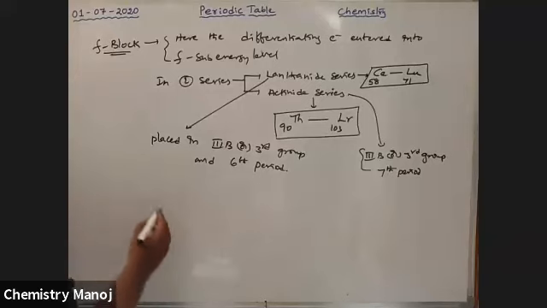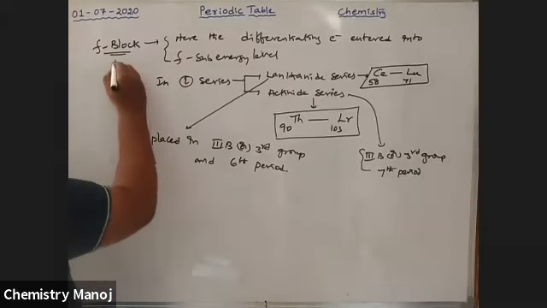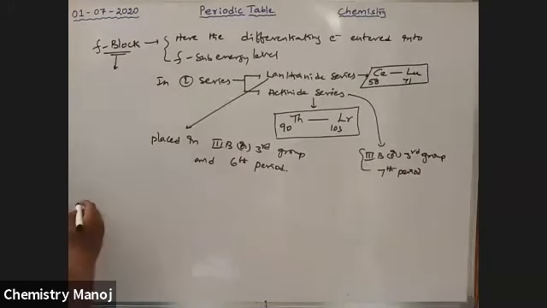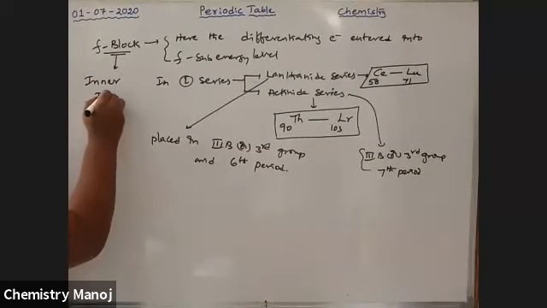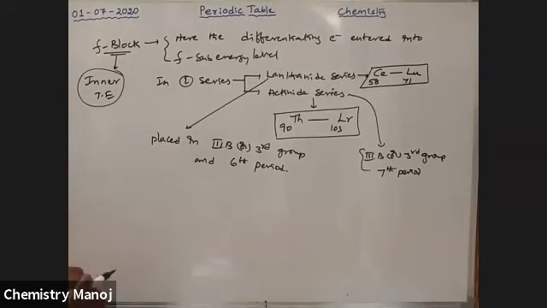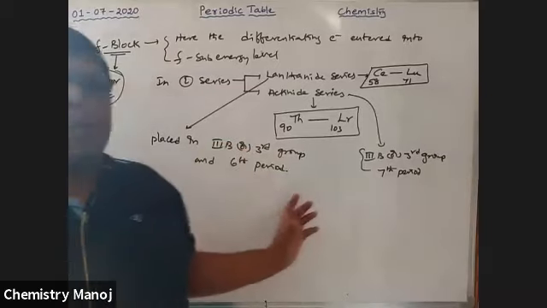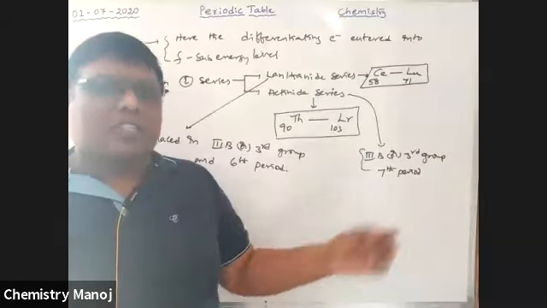These are also called inner transition elements. Another name for F block elements is inner transition elements. Why are they called inner transition elements? Because they are innerly present within the transition elements.